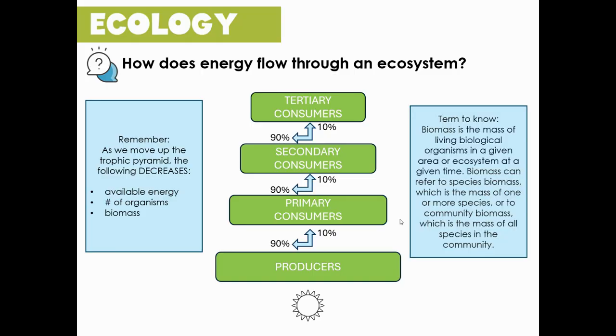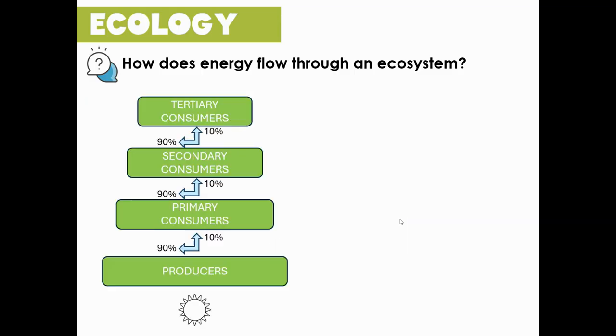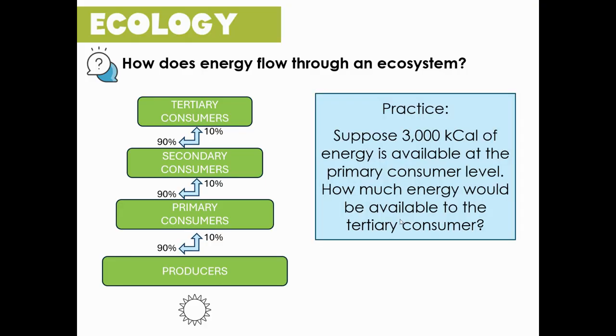And I just want to remind you that the term biomass is just the mass of the living biological organisms in a given area at a given time. And biomass can refer to species biomass, which is the mass of one or more species, or it can be community biomass, which is the mass of all the species that exist in a community.